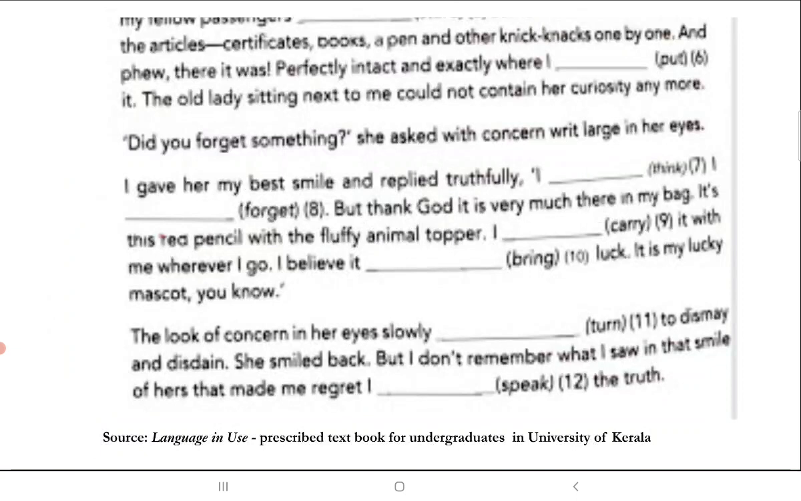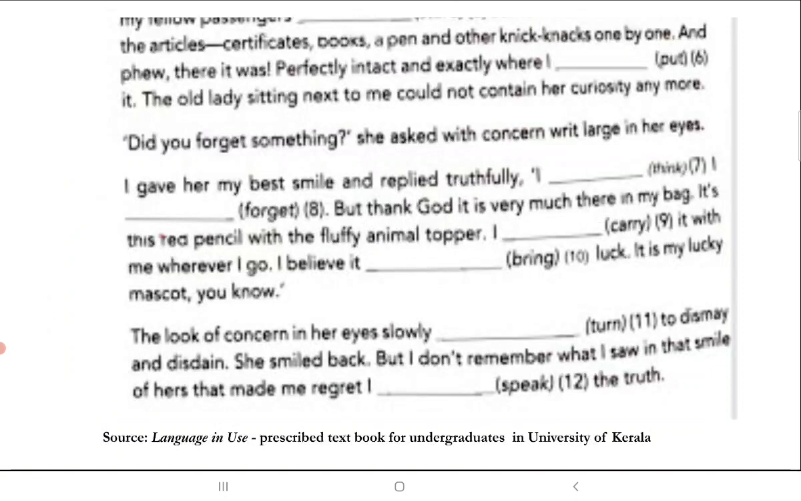The old lady sitting next to me could not contain her curiosity anymore. Did you forget something? She asked with concern writ large in her eyes. I gave her my best smile and replied truthfully, I dash, think and forget in the brackets. I thought I had forgotten.